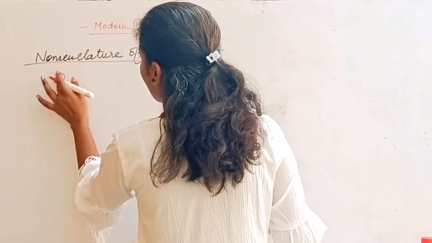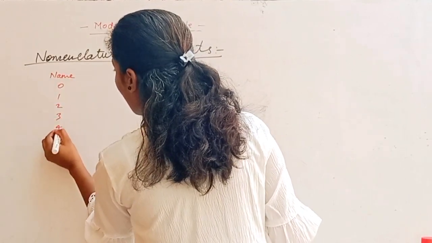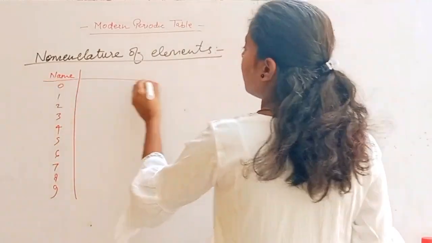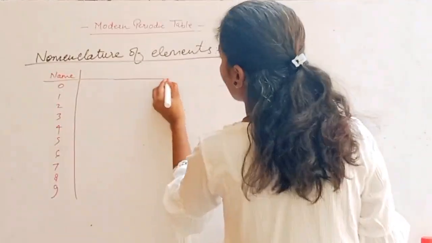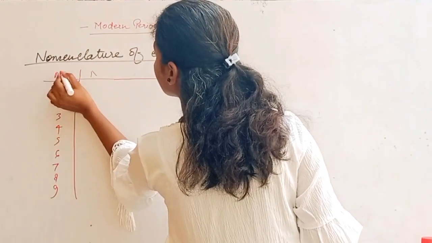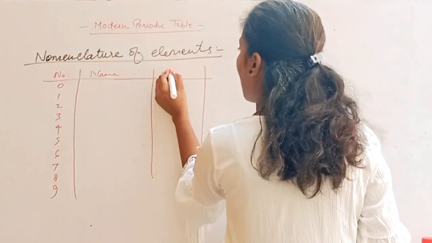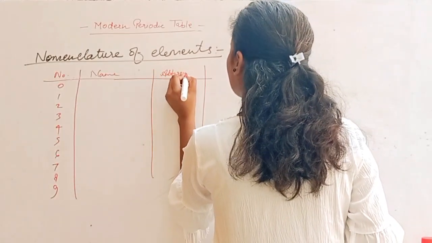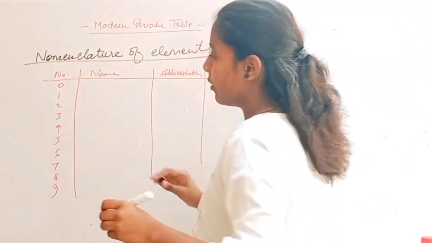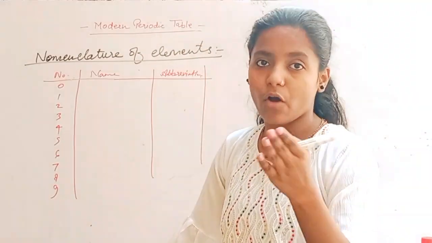I'm going to write first of all the numbers 0, 1, 2, 3, 4, 5, 6, 7, 8, and 9. And then I'm going to put the 2 things next to them: the name for each number, and yes, I'm going to give you the abbreviations. So you should remember it: 0 for nil, 1 for un, 2 for bi, 3 for tri, 4 for quad, like that, okay?